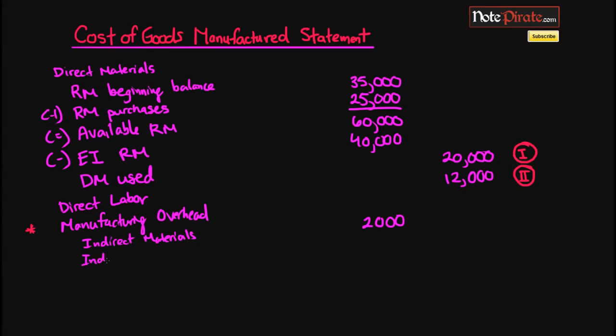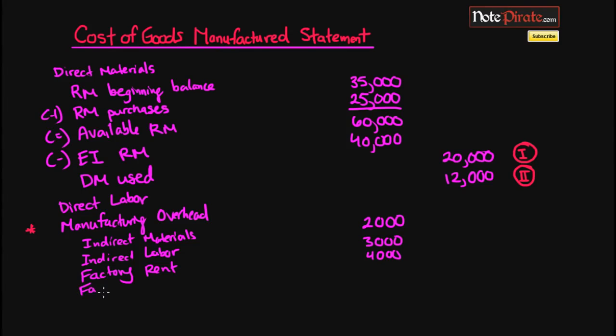There's also indirect labor, which is 3,000. We can also have some factory overhead. Remember, it has to pertain to the factory, so factory rent. Let's say it's $4,000.